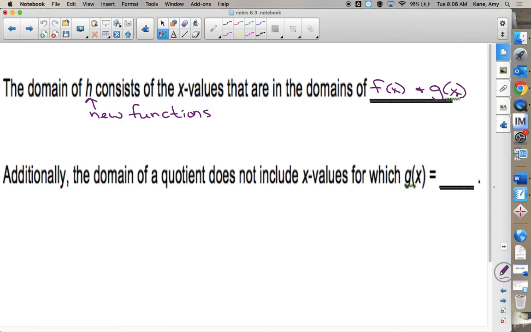Additionally, the domain of a quotient, meaning when we divide, does not include x values for which the denominator equals 0. Because if I have a fraction, the domain cannot include any numbers that make the denominator of that fraction zero. Questions? So we're going to see if we can apply this to power functions or exponents.